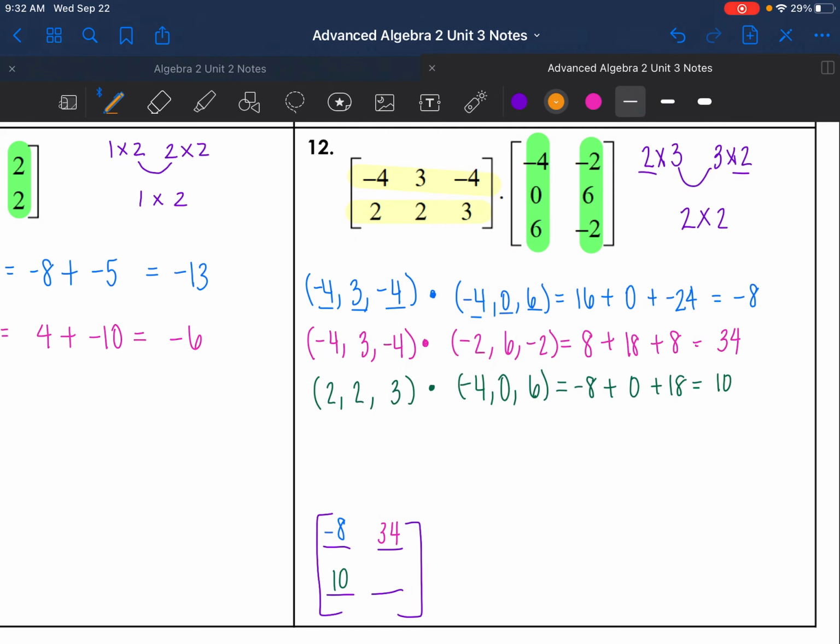And then the very last one, row 2 dotted with column 2. So -4 plus 12 plus -6 is 2.